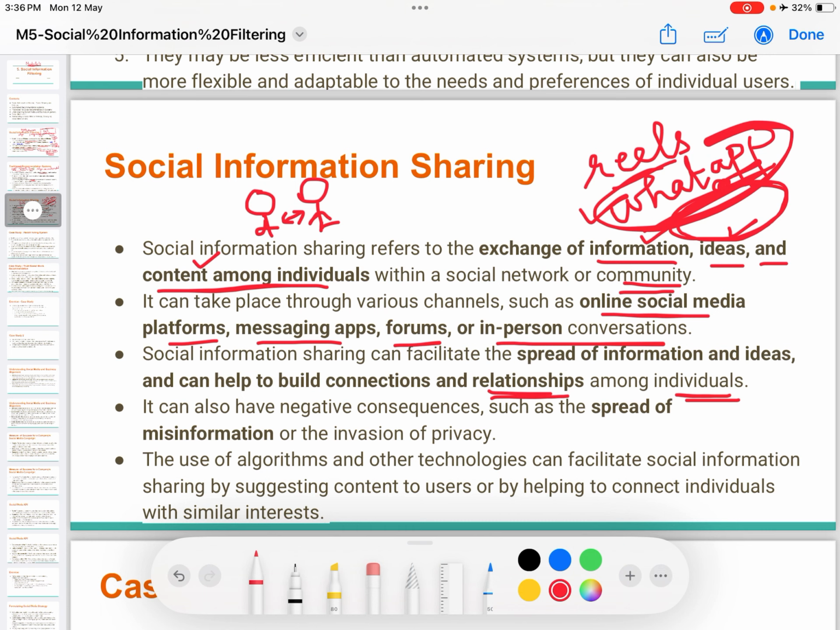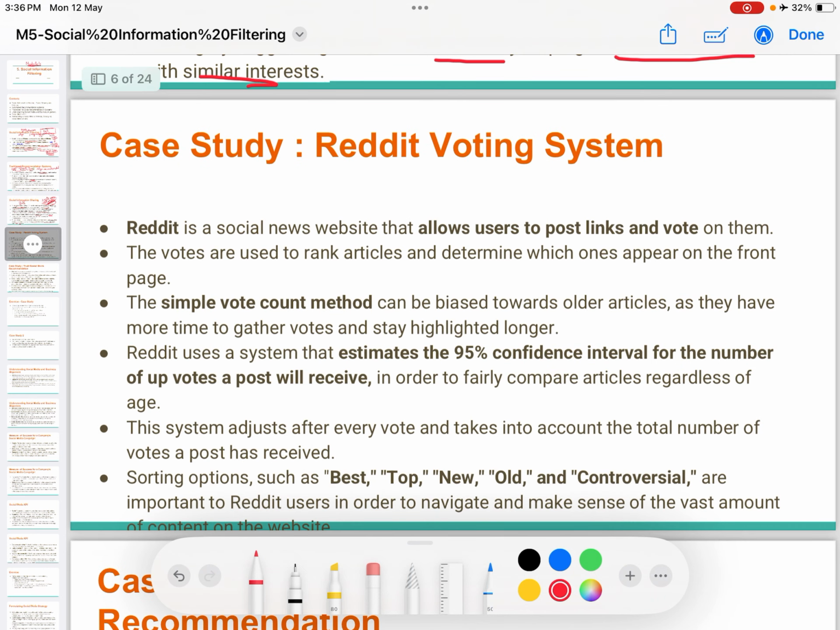The use of algorithms and other technologies can facilitate social information sharing by suggesting content to the users or by helping to connect individuals with similar interests. Now we'll see a case study. What is the case study about? Reddit voting system. Reddit is a social news website that allows users to post links and vote on them.